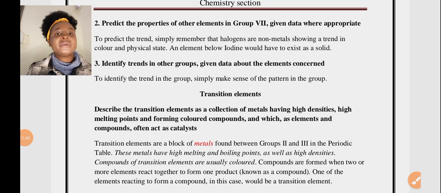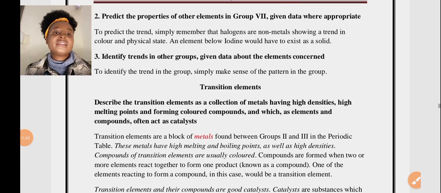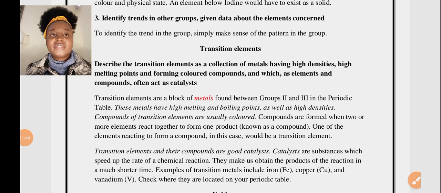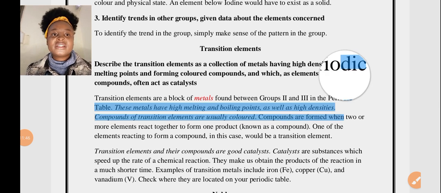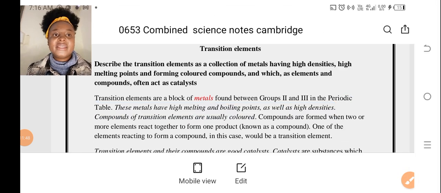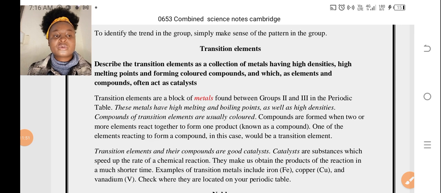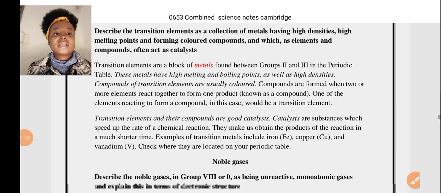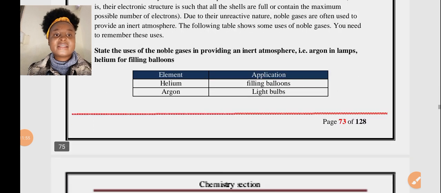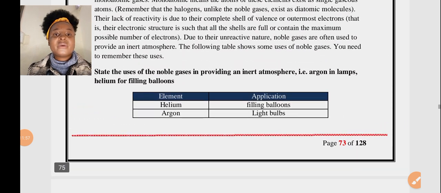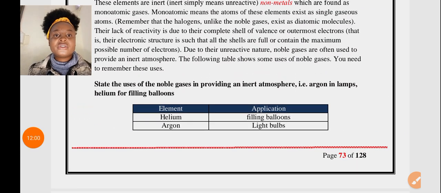We also need to identify trends in other groups given data about the elements concerned. To identify the trend in a group, simply make sense of the pattern that takes place in the group, right? So we have transition elements. We have noble gases that we are going to look at in our next lesson. We don't want our videos to be very, very long.